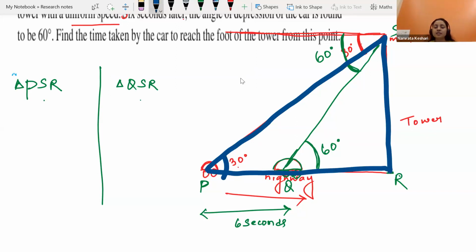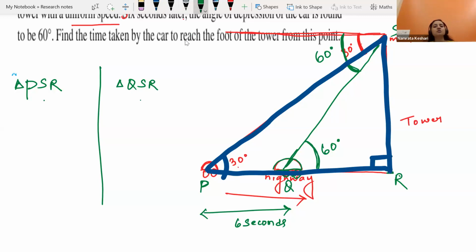we can see this is 30 degree. Of course this is 90 degree, the tower is standing at a right angle. So we can use which two sides? Here also we'll be using the height of the tower. However, in this particular question, height we don't have to find.